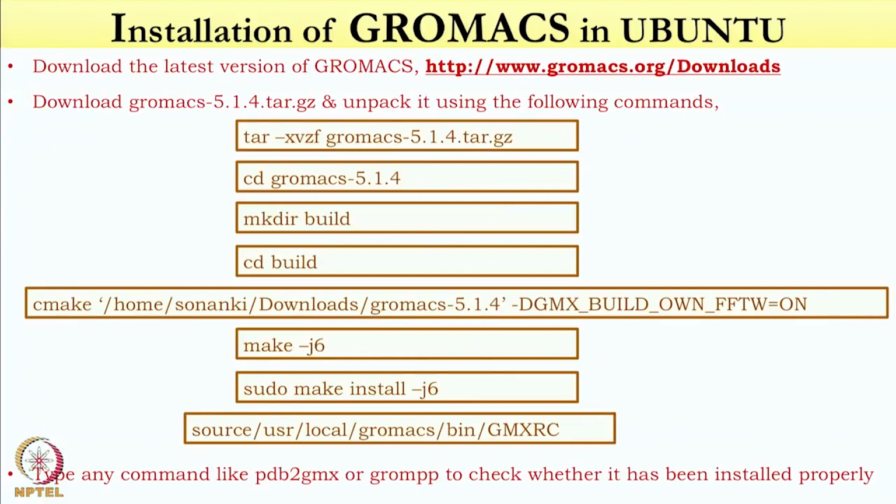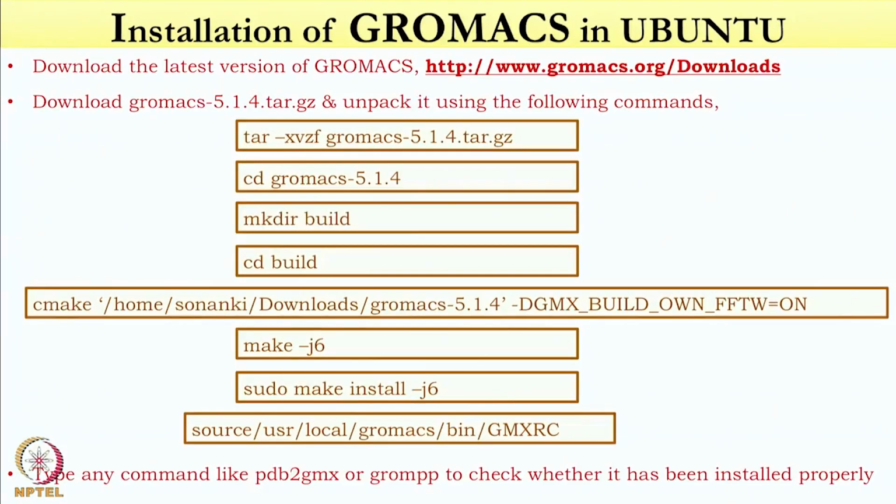Then you go to the directory, cd build, and then you have to type the command cmake space and then wherever your Gromacs is downloaded, you just drag the folder, it will automatically give the path. So that Gromacs minus 5.1.4, is it an untarred file already? Yeah, it's a folder. So wherever it is downloaded, you just have to drag the folder there, it will automatically give the path.